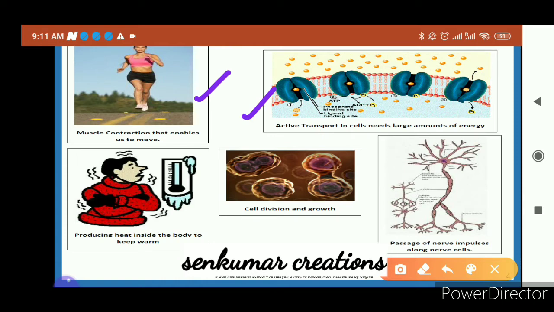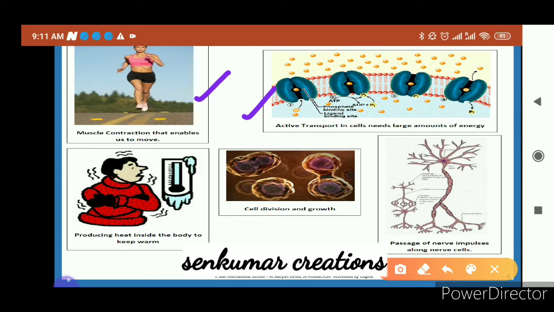The active transport we know very well. In the lower classes we have studied very clearly about active transport. It means the movement of ions from a region of lower concentration to a region of higher concentration against the concentration gradient using energy from respiration. That is the main definition we have studied. So energy plays a major role here. Energy is very important in the active transport process.